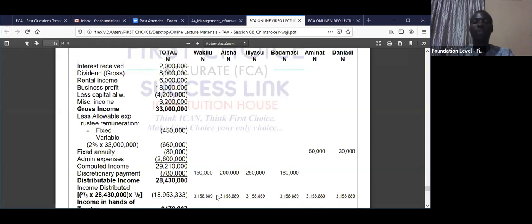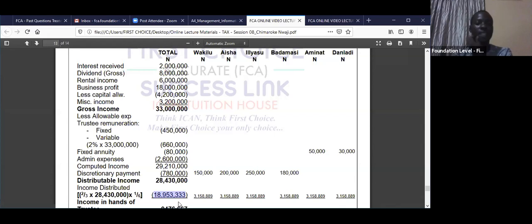When you add them together, it will give you this. Or if you don't want to add them together, it will give you this. By the time you say 2/3 of this figure, anything you get, put your answer here first and put it in brackets. Then go and look for 1/6 of this figure. That is what they are sharing.